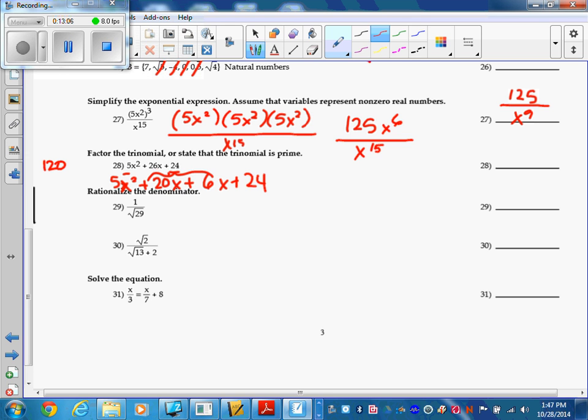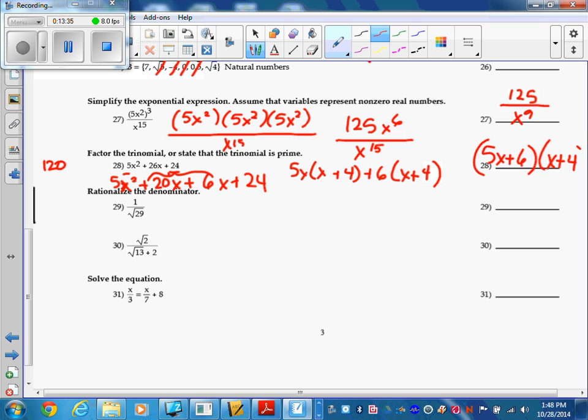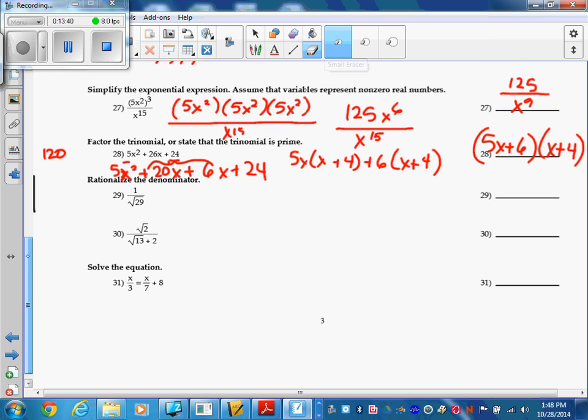Okay? So now I'm going to factor by grouping. 5x comes out of the first two, and it's x plus 4. And 6 comes out of the last two, and it's x plus 4. So again, you can see some context clues there. And so we're going to get 5x plus 6 and x plus 4.